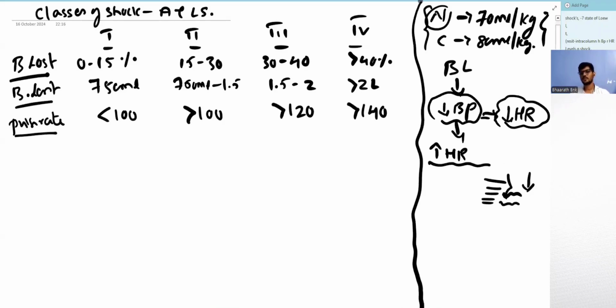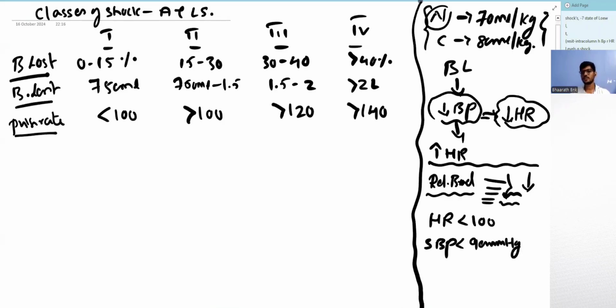But that is not the case in humans. In humans, because of reflex activity, tachycardia happens. But there is something called relative bradycardia. Relative bradycardia is defined as a heart rate of less than 100 when the systolic BP is less than 90 mmHg. So when the systolic BP falls to less than 90 mmHg, you expect a heart rate of more than 100. But the heart rate still remaining less than 100 when the systolic BP falls to less than 90 mmHg is considered to be a relative bradycardia.